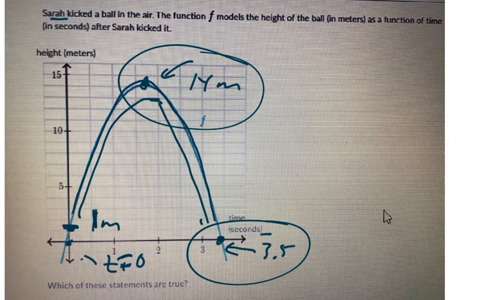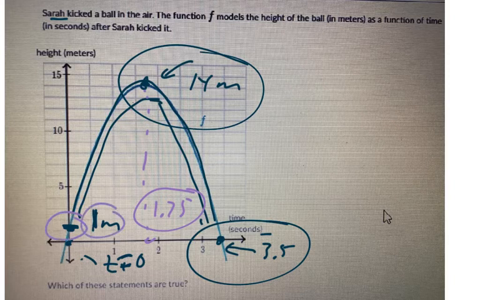At what time did the ball hit? If they ask you that, then you'd want to come down here and you would say about 1.75, 1.8 seconds after she kicks it, it's at its highest point. How high was it when she first kicked the ball? You would say right here at 1 meter. Those are the common questions they're going to ask you guys. They're asking you to interpret what the graph means.